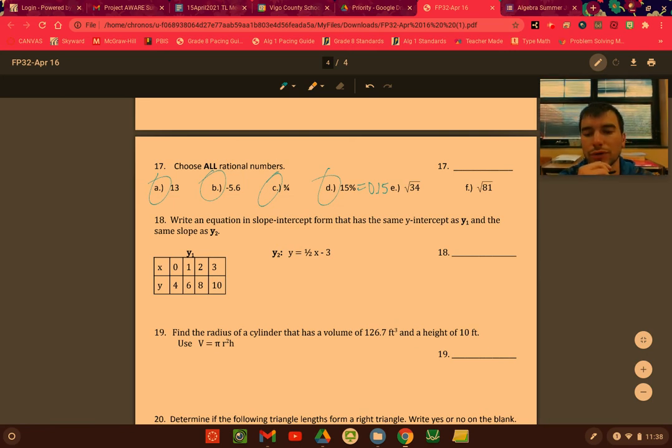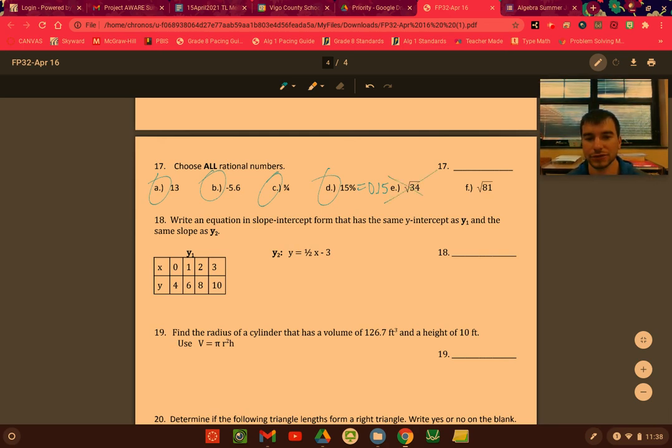The square root of 34. So is 34 a perfect square? Well, I know 36 is, so that means 34 is not a perfect square. So that means it's a decimal. If you were to check this when you're done, you would see on a calculator it would be like 5.9 something. It would just keep going on and on, and it would technically never stop. Well, that is what an irrational number is. So we do not pick E.